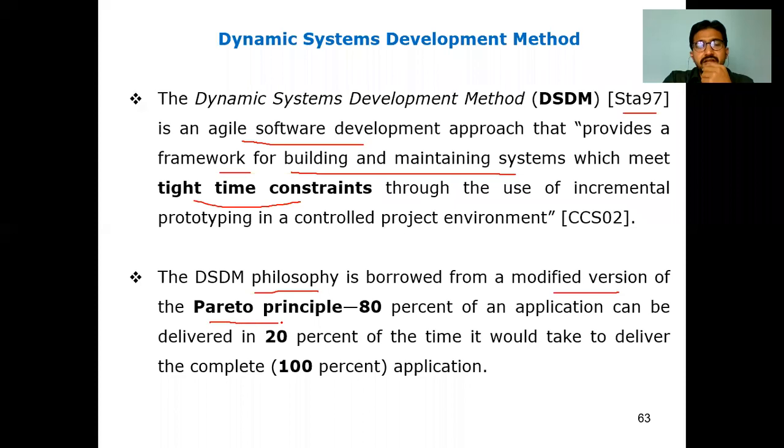So it will apply the Pareto principle. What actually is the Pareto principle? It talks about 80% of an application being delivered in 20% of the time. The meaning here is that 80% of the work has to be given in 20% of the time, so that totally it gives 100% of the entire application. For example, if the total project is 100%, 80% of the application can be delivered in 20% of the time.